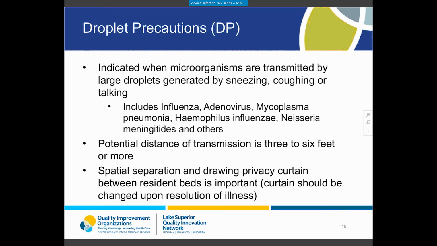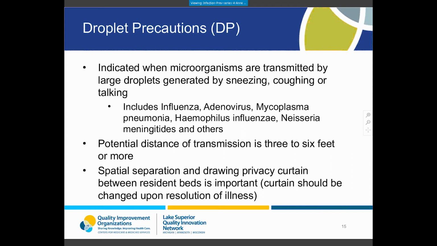So we'll move on now to the next type of transmission-based precautions, droplet precautions. Droplet precautions are for organisms that can be transmitted through the droplets generated from sneezes, coughs, or talking. These droplets can travel 3 to 6 feet or more. Some studies have even shown that large droplets can travel up to 10 feet. So this is why you put your surgical mask on prior to entering the room.